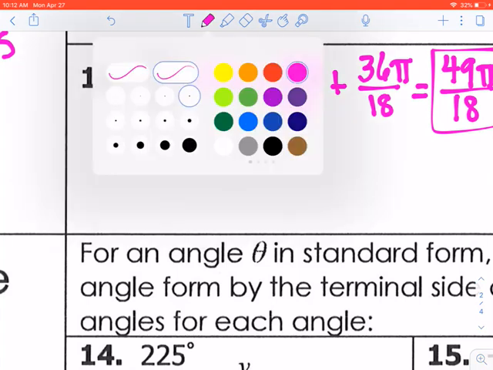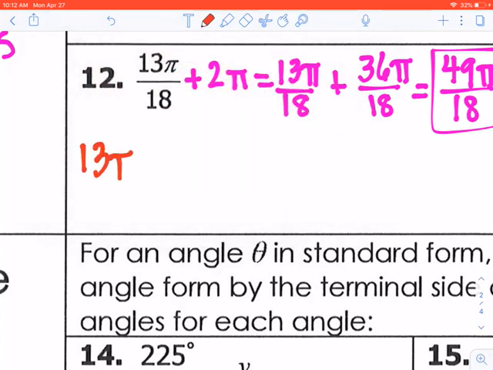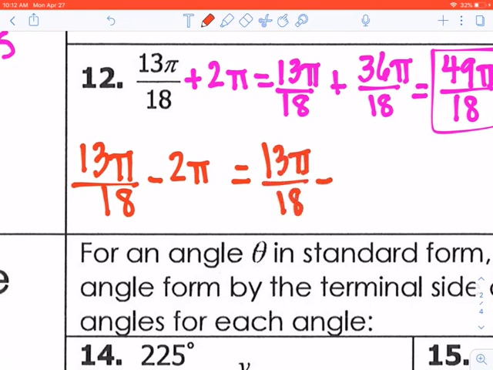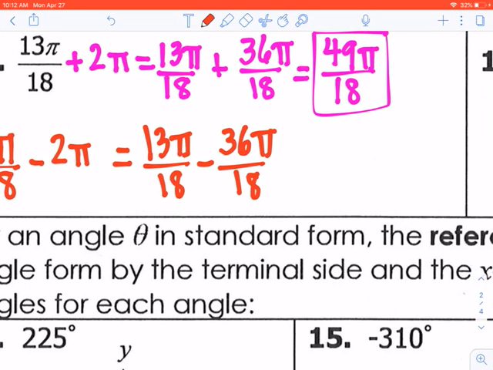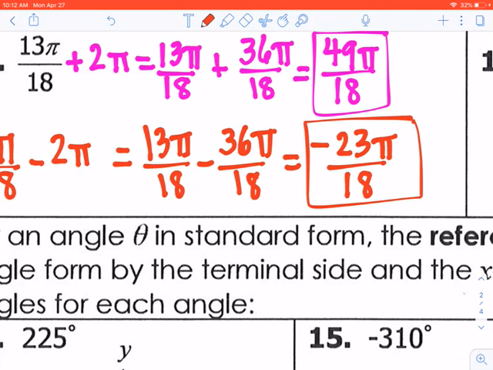And then I can do the same thing with the negative. I can take 13 pi over 18, and I can subtract 2 pi. I can subtract 360 degrees. Okay, so remember 2 pi radians was the same as 360 degrees. So if I subtract 2 pi, that's 13 pi over 18 minus the same denominator as 36 pi over 18. And so 13 minus 36 pi is going to be a negative 23 pi over 18. And so again, we are done. We have a positive coterminal angle and we have a negative coterminal angle by adding 360 and subtracting 360.